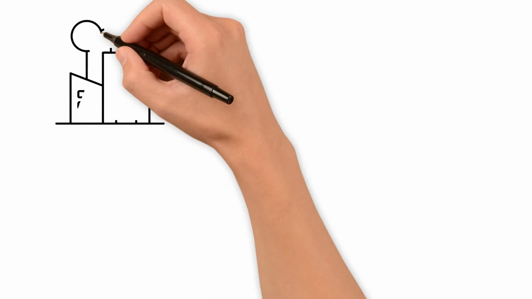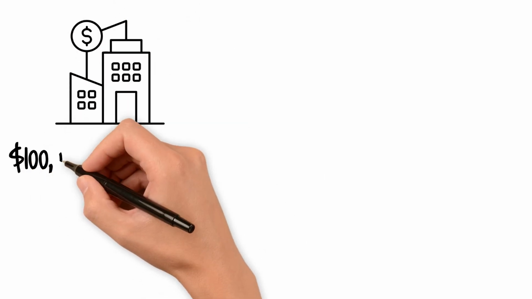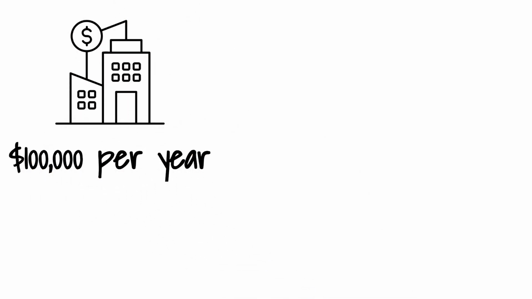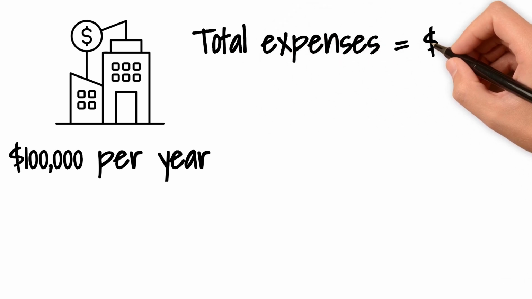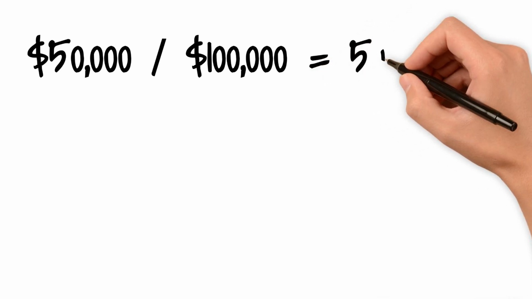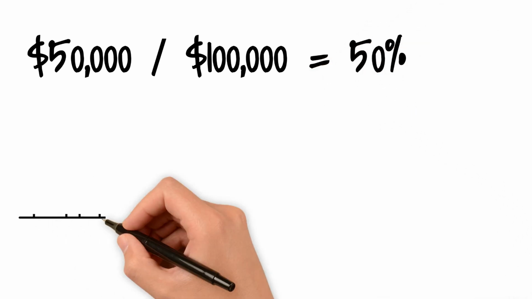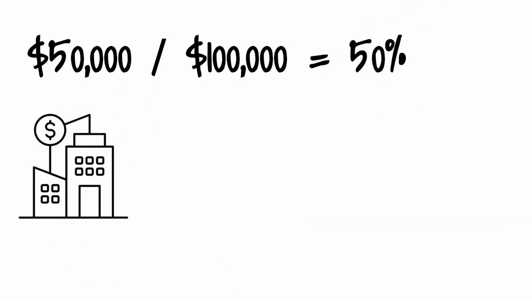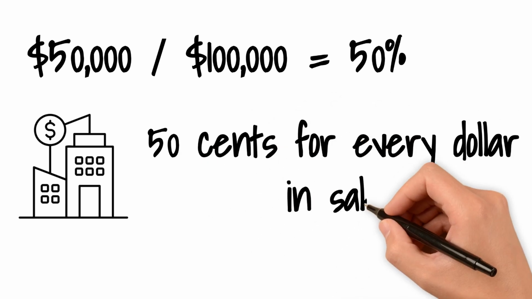Let's look at a simple example. Imagine a company earns $100,000 in sales during the year. Its total expenses are $50,000. The profit margin would be $50,000 divided by $100,000, which equals 50%. That means the company keeps 50 cents of profit for every dollar in sales.